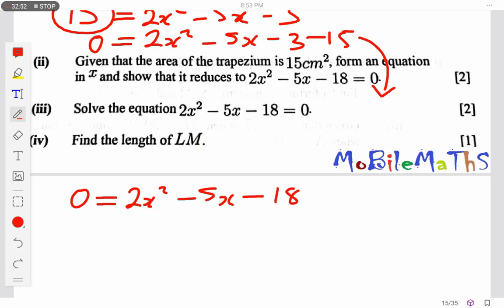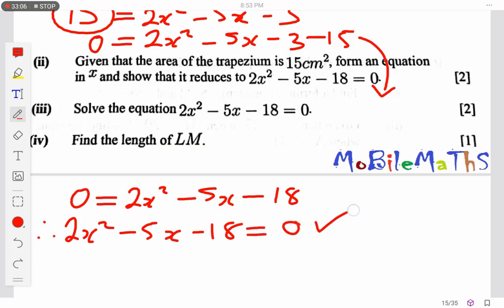But our equation is not written like this. We must also leave it in the same form that they have given us. So we can say 2x squared minus 5x, we can say therefore, okay, minus 18 is equal to 0. That will be how we show it, okay? We get ourselves 2 marks.